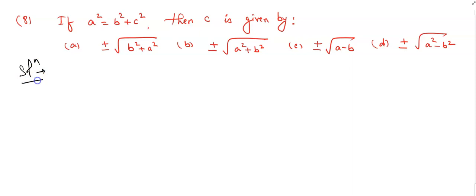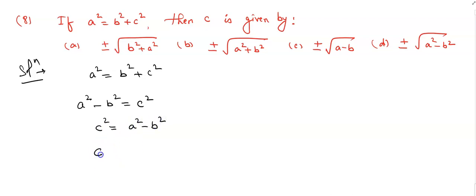Now solution. See children, they are asking us to find the value of c. So where is c? c is on the RHS, correct? So a square is equal to b square plus c square. Let me keep c as it is. Then a square, minus b square, comes to this side, equal to c square. I am keeping the c term as it is. Now c square is equal to a square minus b square. c is equal to, the square comes to this side, plus or minus square root of a square minus b square. This is the correct answer.